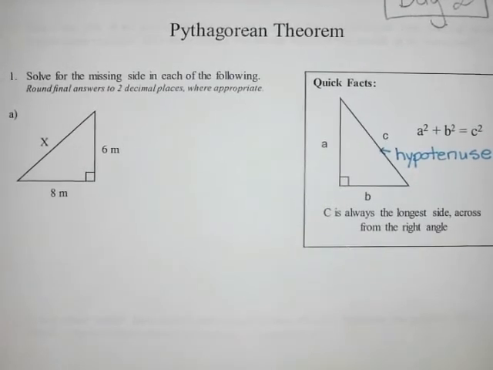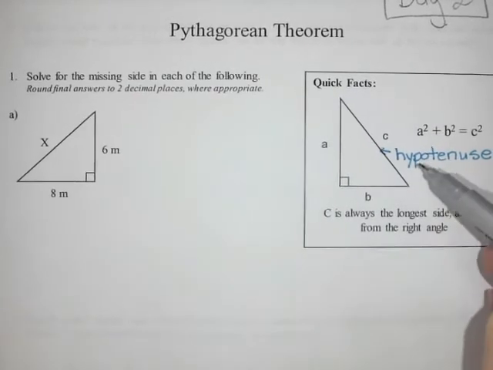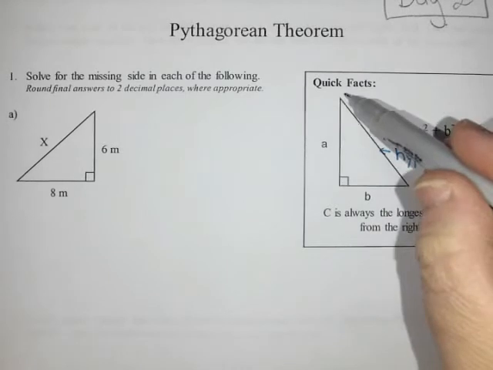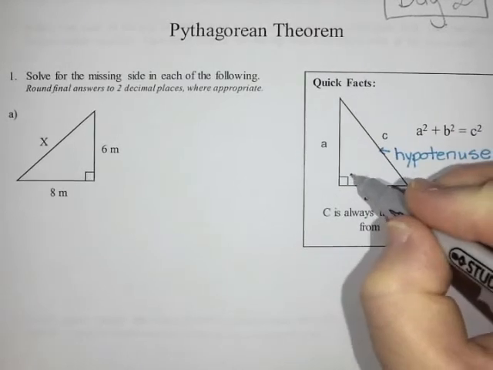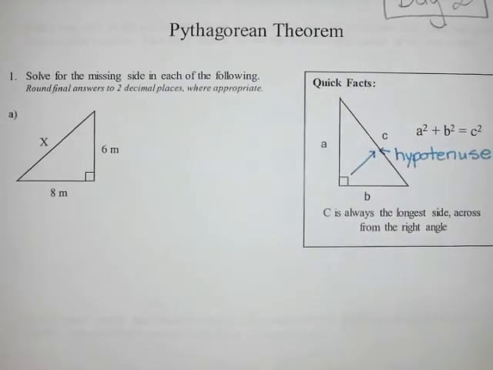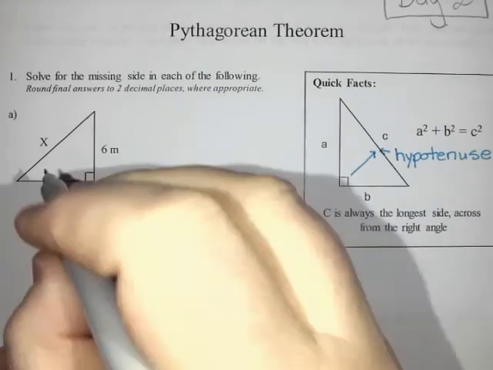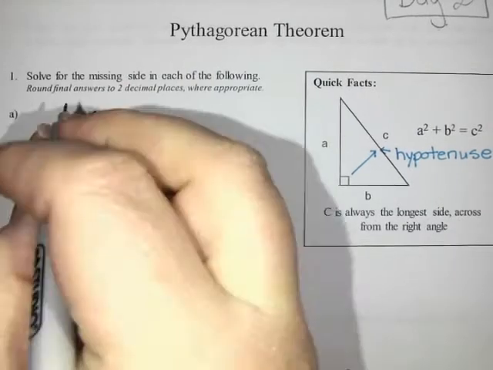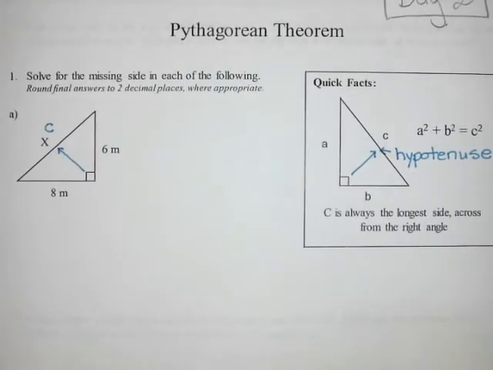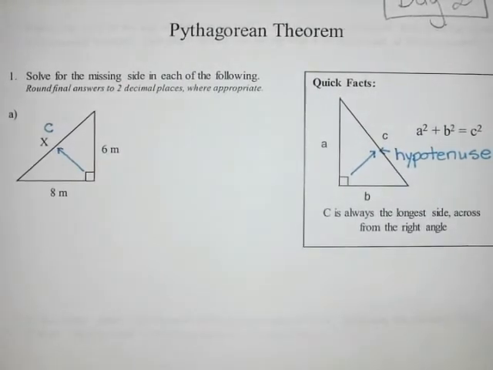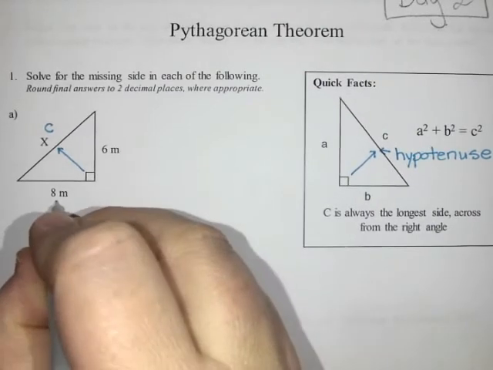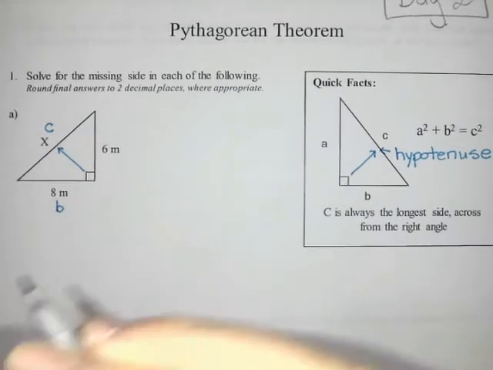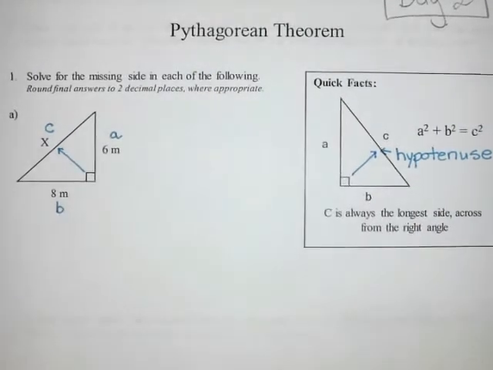The second thing I do is label my sides. So I look for that hypotenuse first. It is the longest side, and it is always located directly across from that right angle. So directly across from that 90-degree angle is our side X, which makes that our hypotenuse, or side C. Now the other two sides, A and B, it doesn't matter which one is which. I'm going to call this side B because it's the bottom or the base, and this side A.